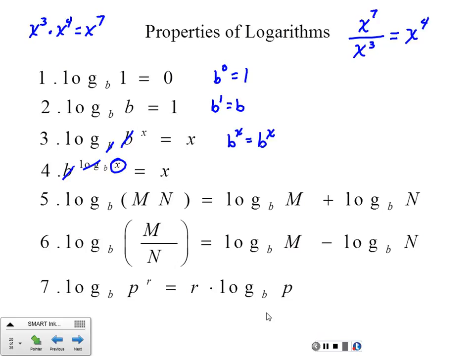If your argument, now you understand what I'm calling the arguments, right? What we're taking the log of. If your argument is 1, your answer is 0.